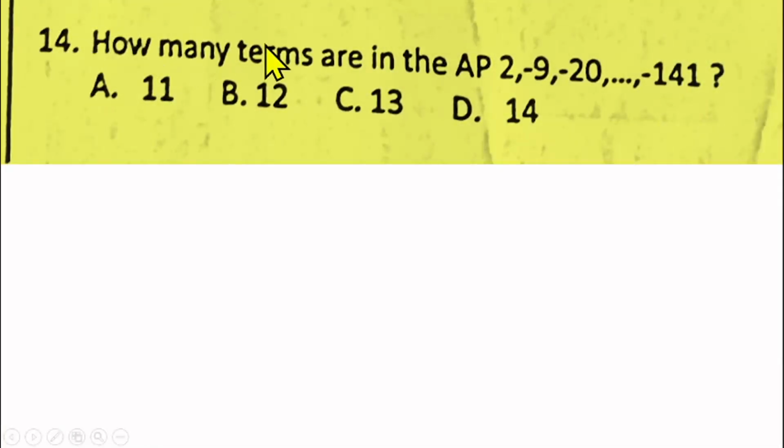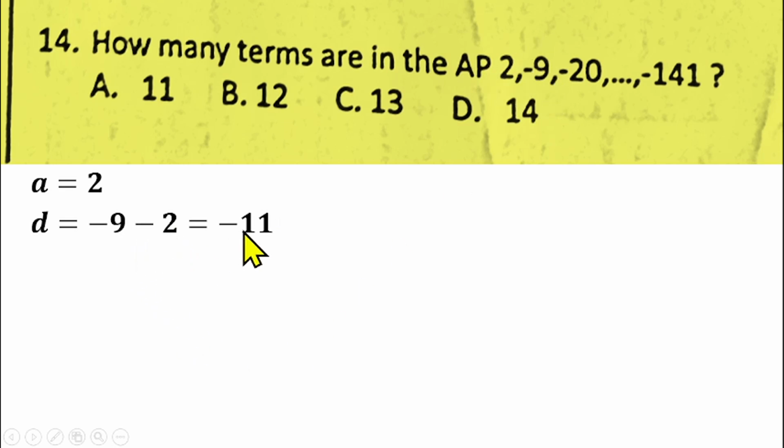Question number 14 is from arithmetic progression, which is sequence and series. How many terms are in the AP 2, minus 9, minus 20, up to minus 141 as the last term? Like I told you, it's a question from arithmetic progression, AP. The first term of that sequence is 2. Since we are told that it's an AP, it's supposed to have a common difference. We can find the common difference by the second term minus the first term. That will be minus 9 minus 2. That gives us minus 11. So that's the common difference.